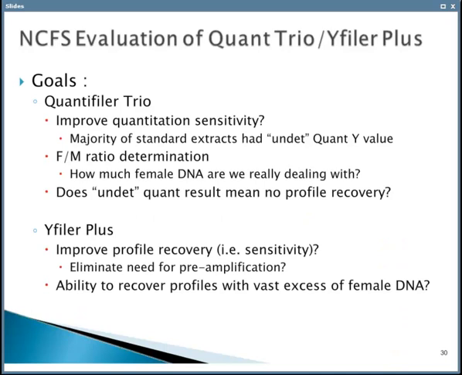So, to talk about the goals, look at Quantifiler Trio. Can we improve the quantitation sensitivity? The majority of our standard extracts are undetectable for quant Y value using previous kits, because the post-coital interval is very large. Female to male ratio determination: how much female DNA are we actually dealing with? And does undetectable quant in this new kit mean no profile recovery?